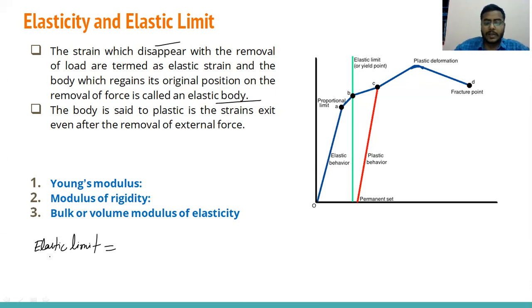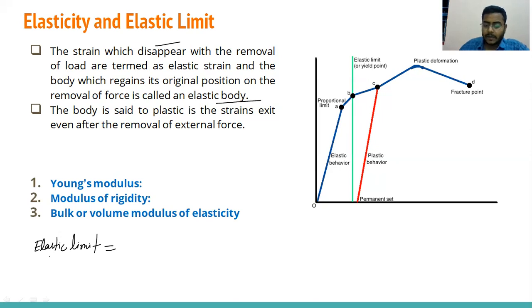So when it shows some permanent deformation beyond this elastic limit, that is called plastic property. A body is said to be plastic if strain exists after the removal of the external force.